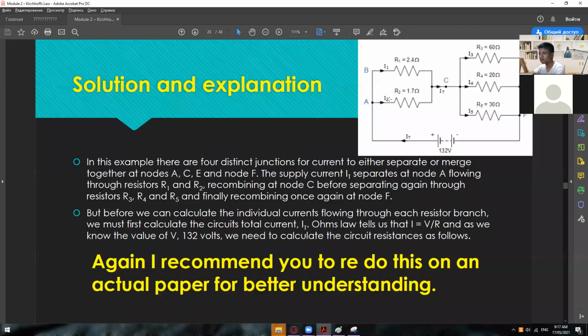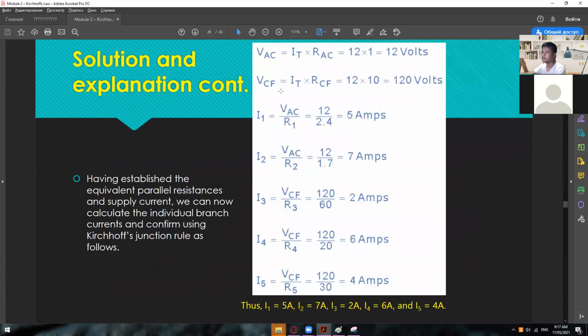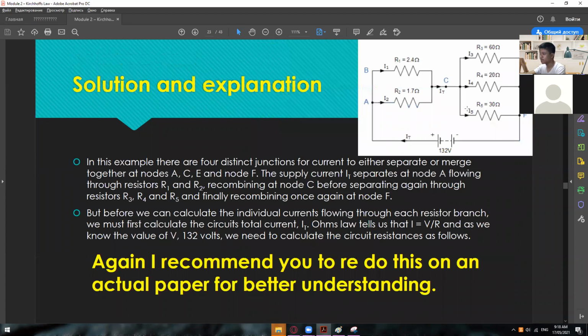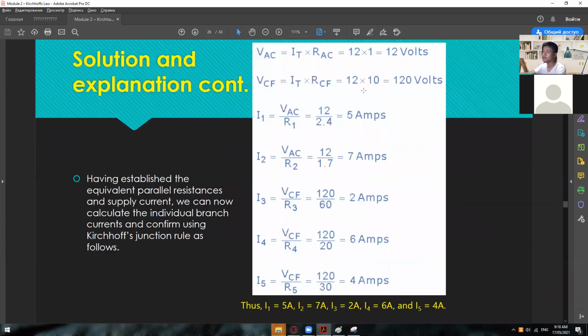So from here, we can already say that the voltage across I2 and I1 is 12 volts. And then for the VCF, just use the current for that one. I total is still 12 amps, of course. So 12 times 10 is equal to 120 volts. So we can already say that in this path right here, we have 120, another 120, and then another 120.